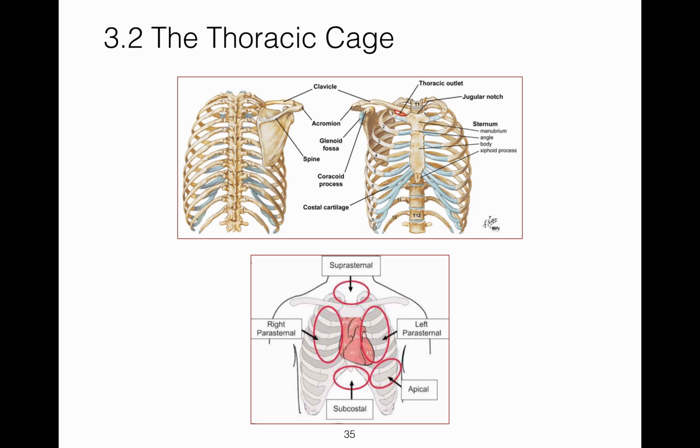The image at the top of this slide shows anterior and posterior views of the thoracic cage. As you know well by now, the bones of the thorax obstruct the passage of ultrasound waves. Windows that enable the passage of ultrasound waves to and from the heart must be found. The parasternal, apical, subcostal and suprasternal windows are indicated on the lower image.